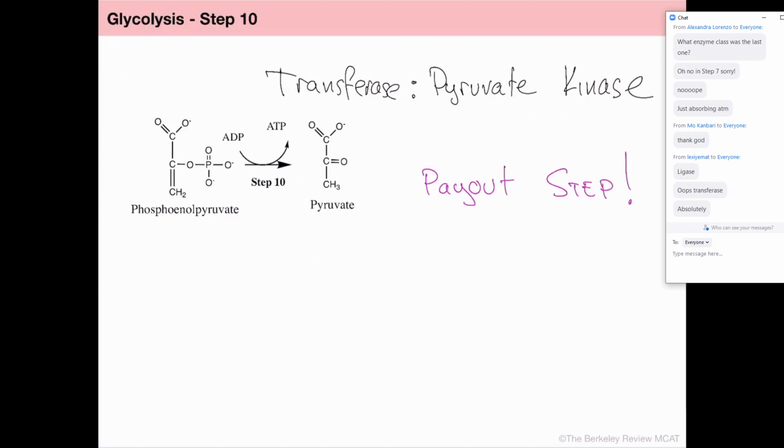Okay, so we've already recouped all of our investment. And remember, we have 2x of these. And so we can actually get a net gain of 2 ATPs. That comes from this step. Right, and this has a very large negative delta G.